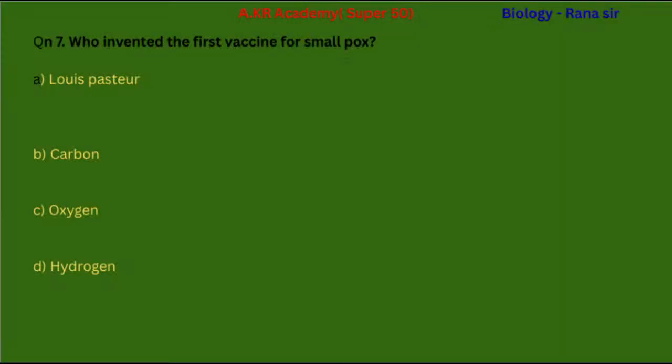Who invented the first vaccine for smallpox? Louis Pasteur. The second one is carbon, the third one is oxygen, and the fourth one is hydrogen. Please give me your answer. Who invented the first vaccine for smallpox?